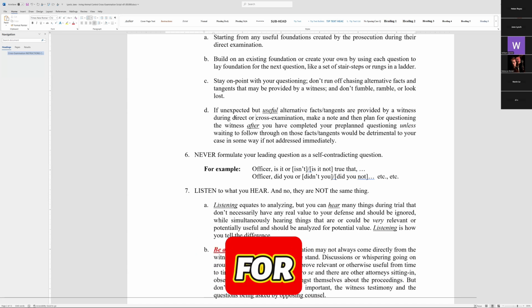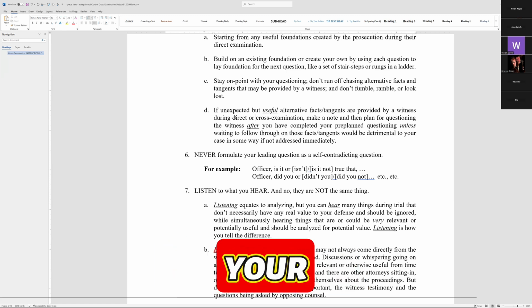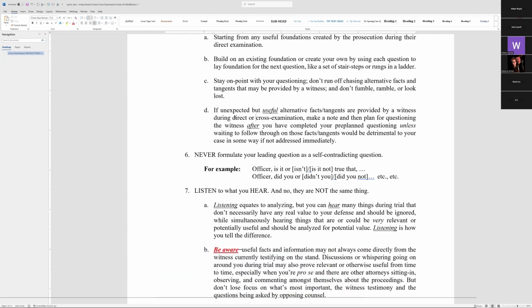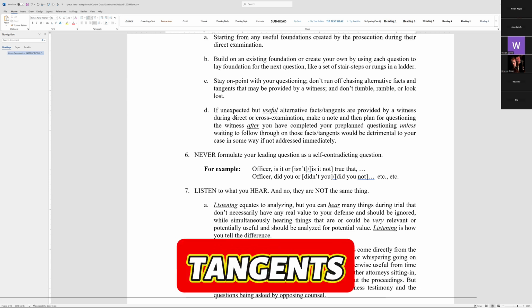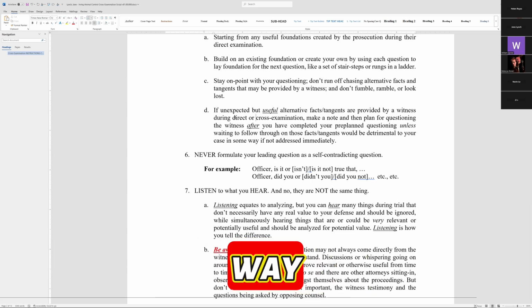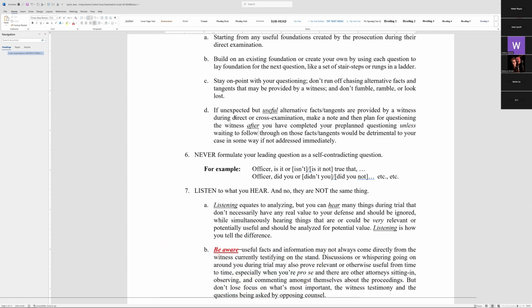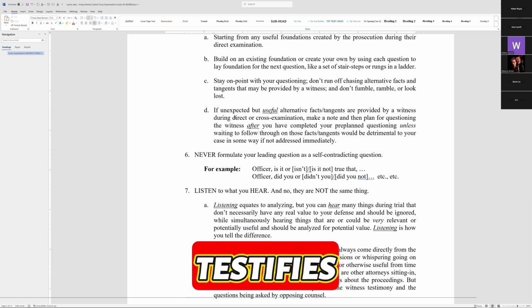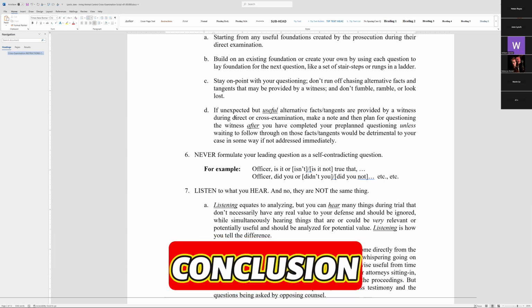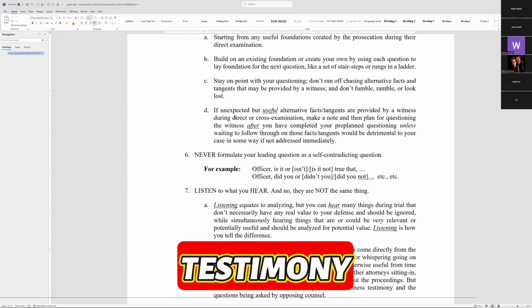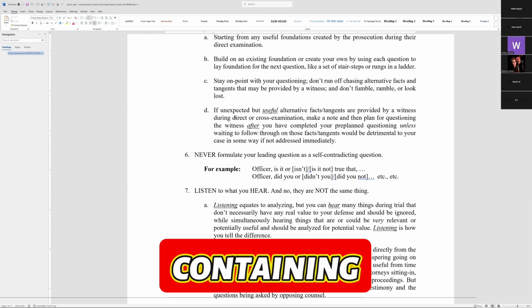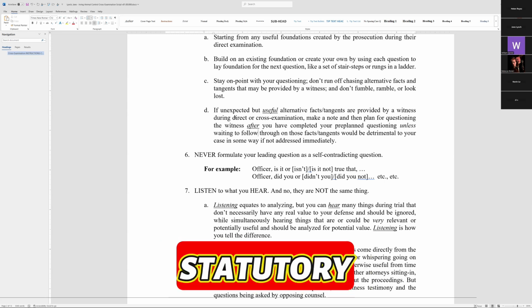Make a note and then plan for questioning the witness after you have completed your pre-planned questioning, unless waiting to follow through on those facts or tangents would be detrimental to your case in some way if not addressed immediately. Now, in case you're wondering, this can happen on direct in only one way, and that's if the witness testifies to something that requires a legal conclusion in order to make that testimony, such as a definition or a statement containing a statutory term that has a legal definition.